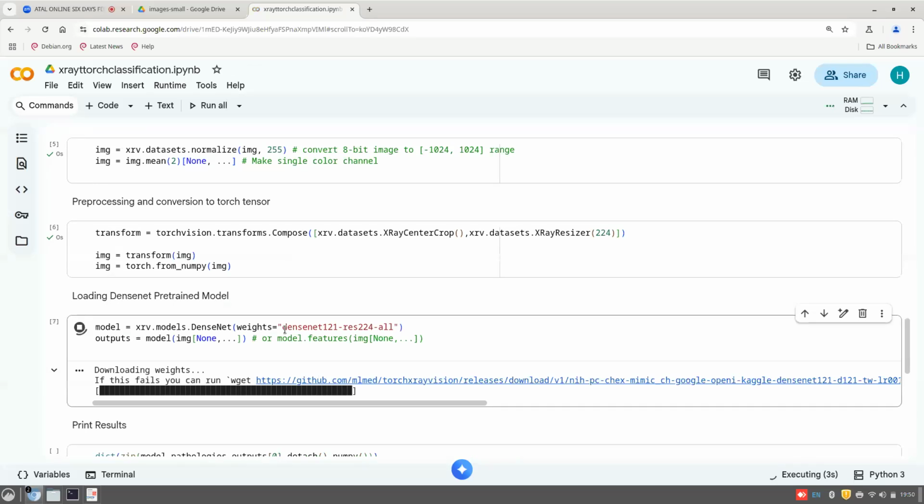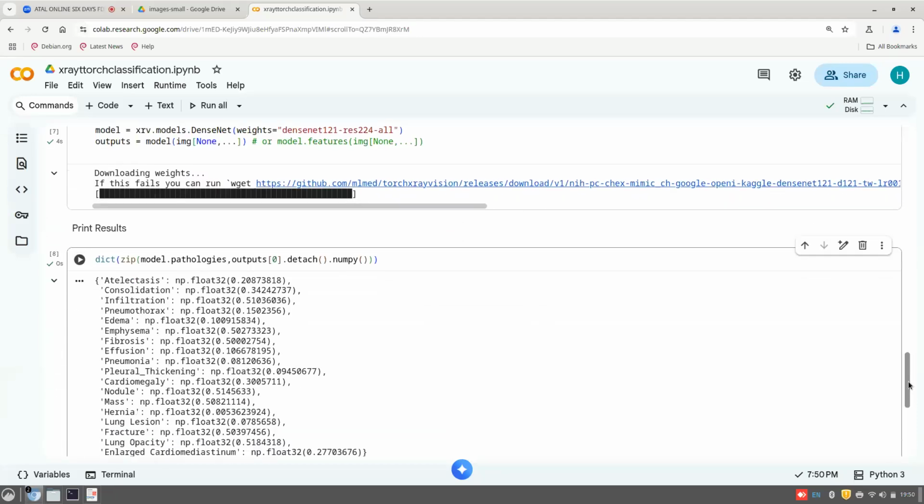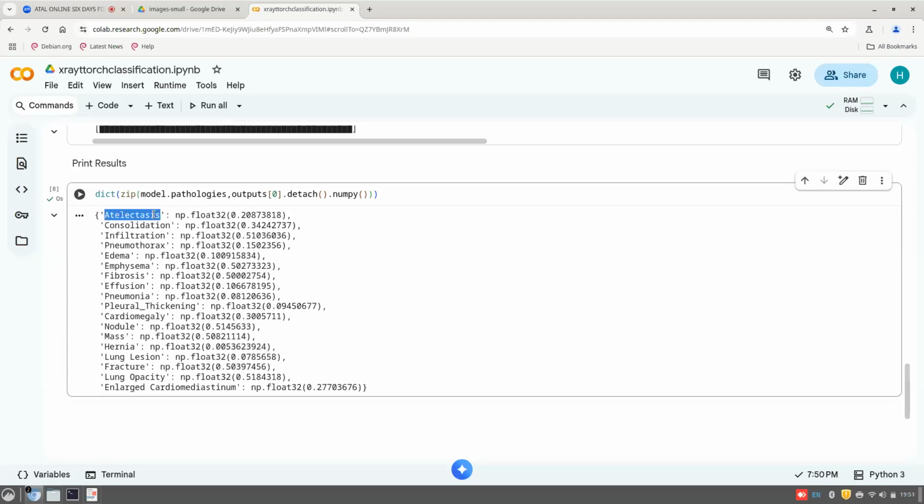So here I am loading a neural network, like AlexNet, called DenseNet 121, with 121 layers. And I have loaded the architecture of the neural network as well as the weights, which give maximum accuracy during the training process. When I apply my input image, it is telling that this has atelectasis with a 20 percent probability, consolidation with 34 percent probability, infiltration with 51 percent probability, like that.